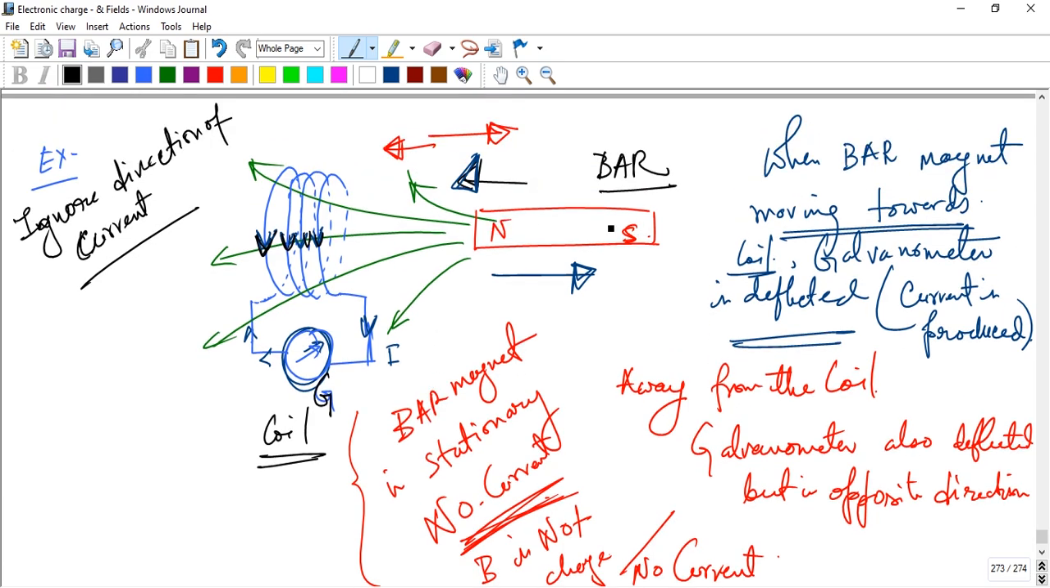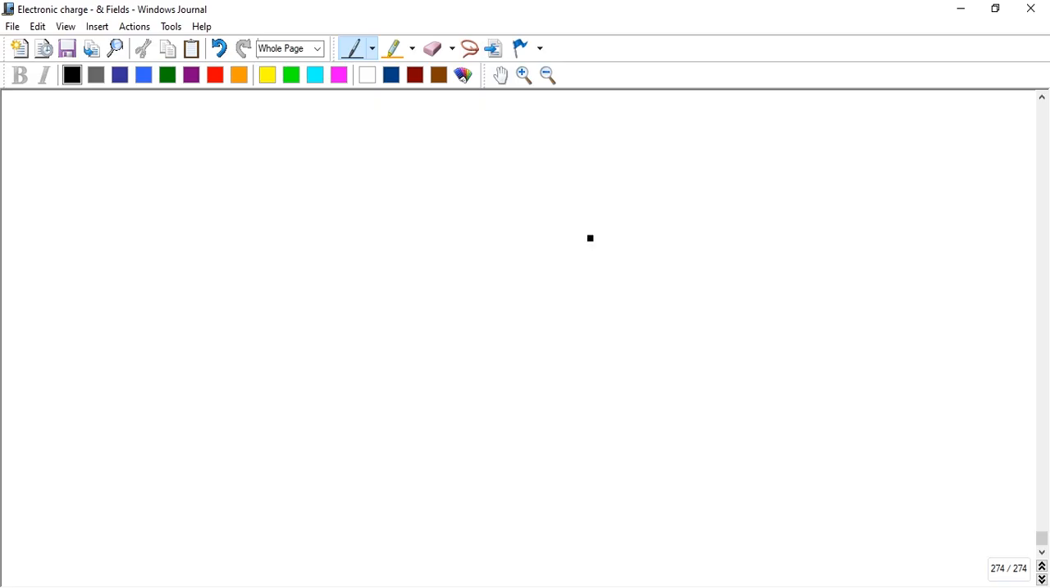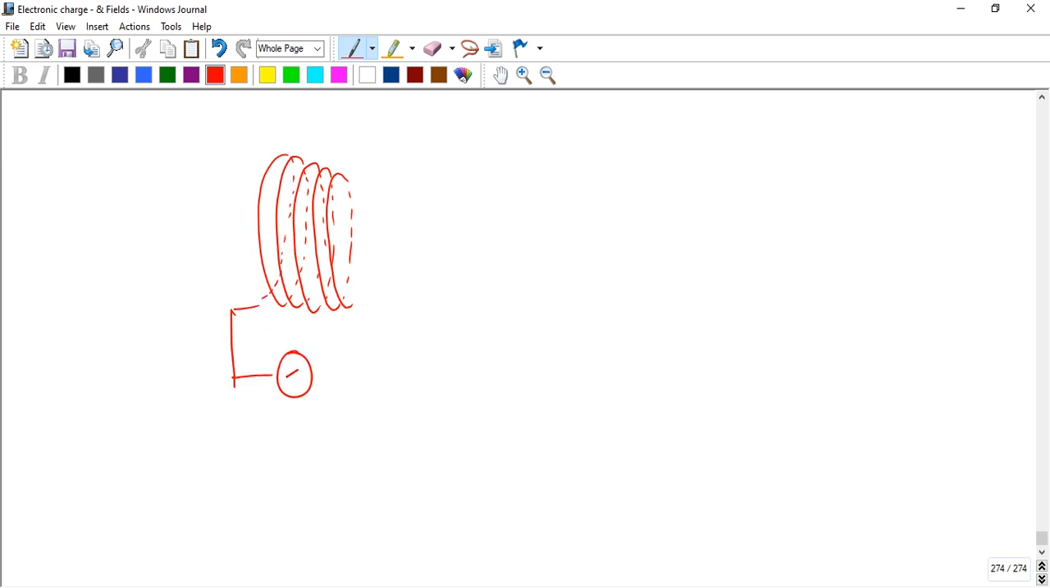And in experiment number 2, we replace the bar magnet by another coil. So there is a coil number 1 with a galvanometer, and here is another coil.